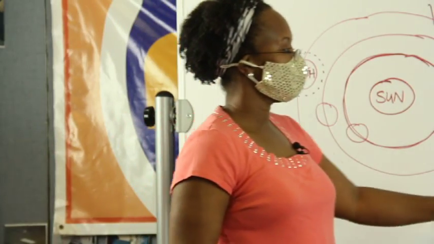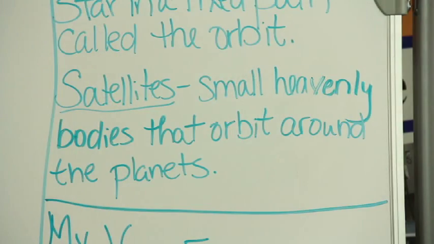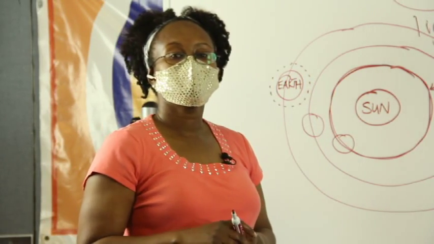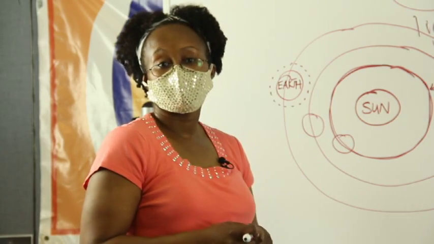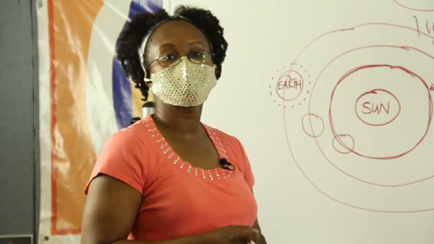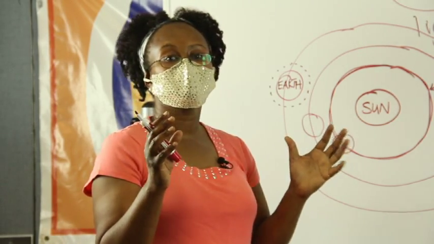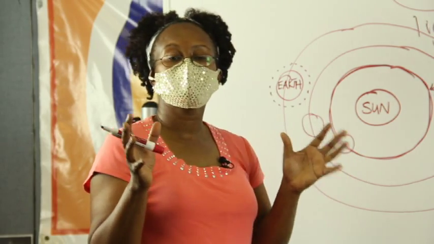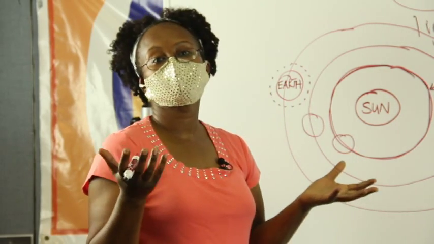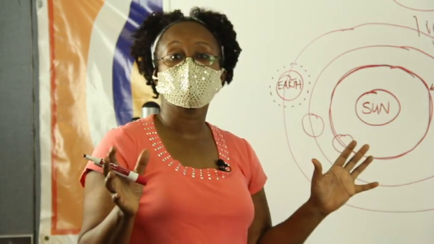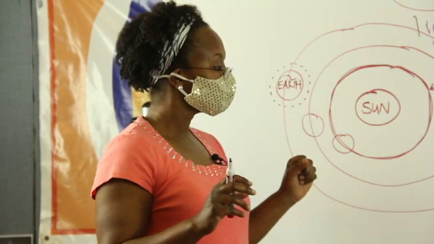So let's talk about satellites. Satellites are small heavenly bodies that orbit around planets. They can be natural or they can be artificial. And when we have artificial ones, it's because NASA, more than likely, sends out astronauts on rockets into space so that they can put satellites out, and that's so we can gather information or communicate in some kind of way. So that's how the artificial satellites play into this.